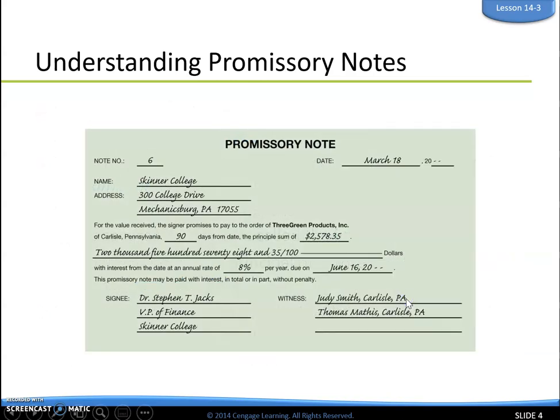All right, so here's an example of a promissory note. We see that we have the date up here. We have the number for the note, name and address. Here's our term. Here's our principal amount. Here's the interest rate. Here is the maturity date. And then here is the signee and a witness, or there are 2 witnesses here to the signing of that note.